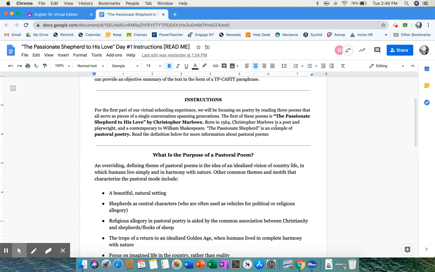But basically, what you guys are going to do is read this poem called The Passionate Shepherd to His Love. It's by Christopher Marlowe. Now, Christopher Marlowe was a playwright and a poet. He was alive when Shakespeare was alive, so they were contemporaries. And they wrote dramas and also poetry, obviously. So this is one poem that Christopher Marlowe wrote.